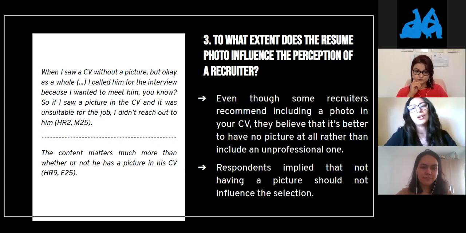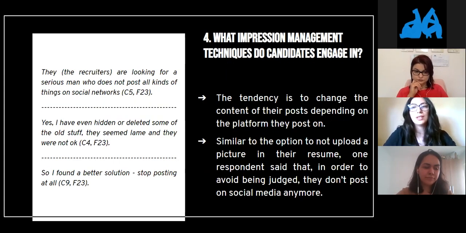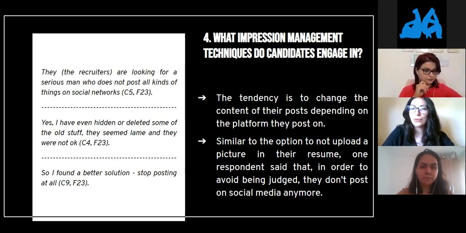And lastly, our fourth objective, regarding what impression management techniques candidates engage in. We found that there is the content of their posts depending on which platform they post on. For example, LinkedIn is the professional one. Facebook is kind of in between because they have their friends over there, the childhood friends or high school friends, but they also have teachers as friends. And on Instagram, they feel most relaxed and at ease.